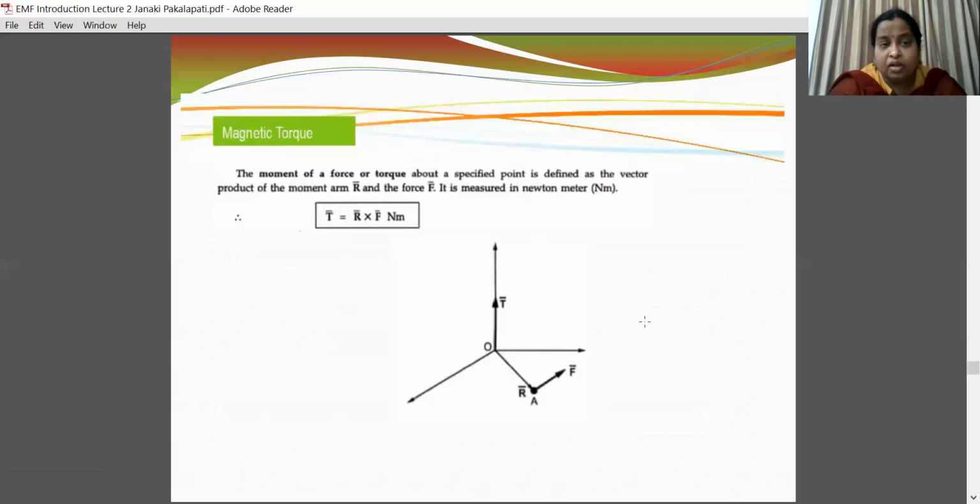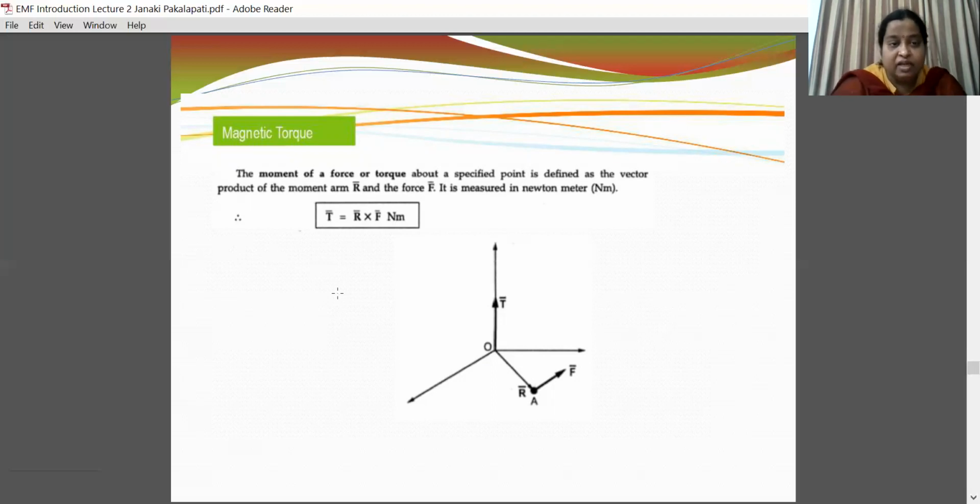And magnetic torque. The moment of the force, or torque, about a specified point is defined as the vector product of the moment R bar and force F bar. So torque is also a vector quantity, having a particular direction. So we have to use a cross product.